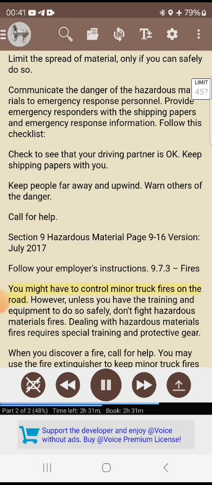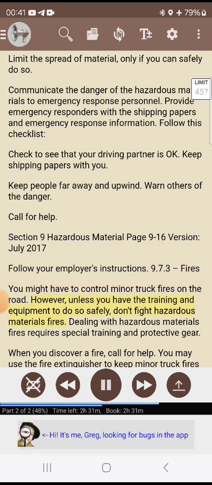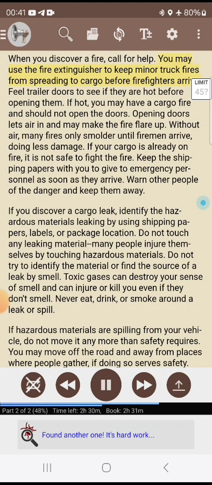You might have to control minor truck fires on the road. However, unless you have the training and equipment to do so safely, don't fight hazardous materials fires. Dealing with hazardous materials fires requires special training and protective gear. When you discover a fire, call for help. You may use the fire extinguisher to keep minor truck fires from spreading to cargo before firefighters arrive.